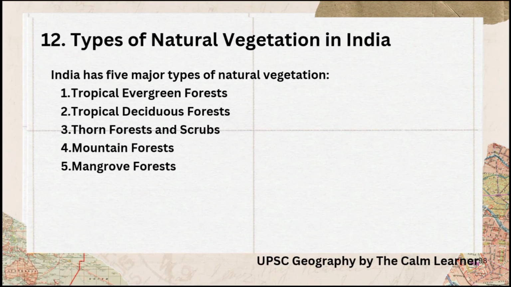Now, based on climate and relief, India has five major types of natural vegetation. These are tropical evergreen forests, tropical deciduous forests, thorn forests and scrubs, mountain forests, and lastly the mangrove forests. This classification helps in understanding biodiversity, distribution, and forest resources. So let us understand each of them briefly.